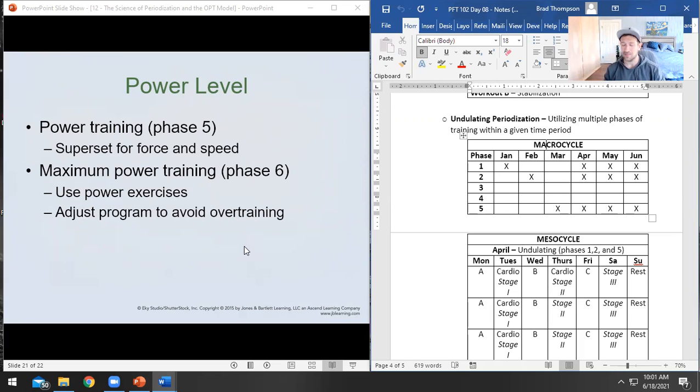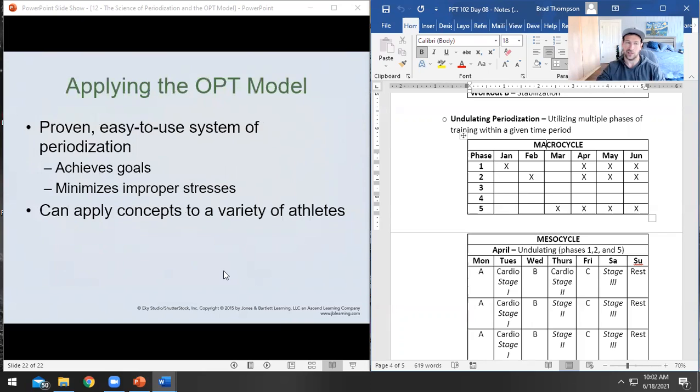And then there's maximal power training, which is the sports specific phase 6 that doesn't officially exist. So I want you guys to hear this and then forget it. This is basically enhancing things that are even more sports related. So I would pick something that's even heavier or even more explosive, even faster. And it would all be very, very much related to their sport in particular. So that's what the OPT model is, guys.